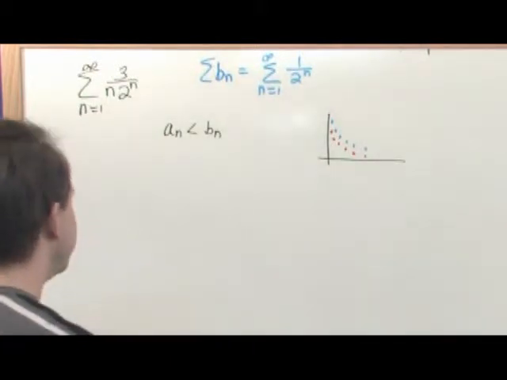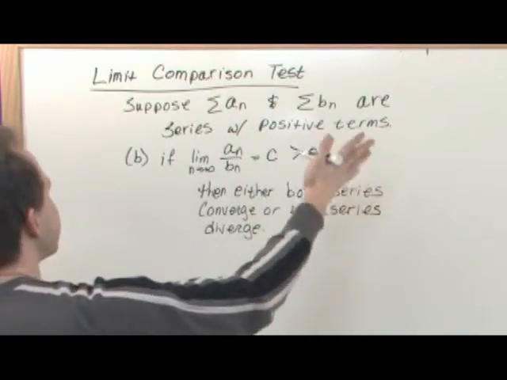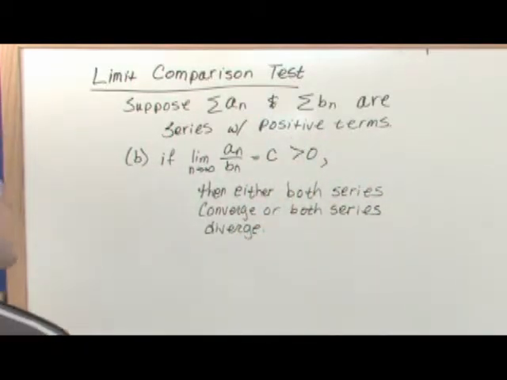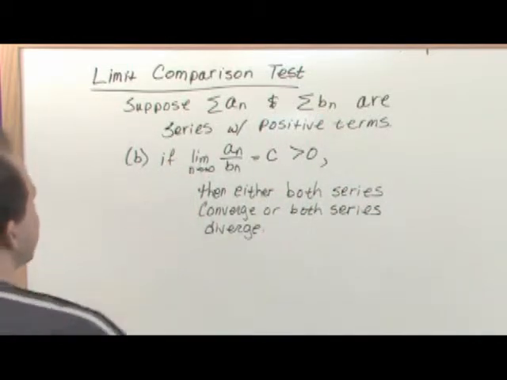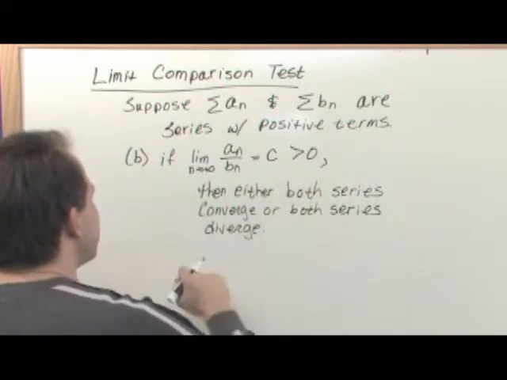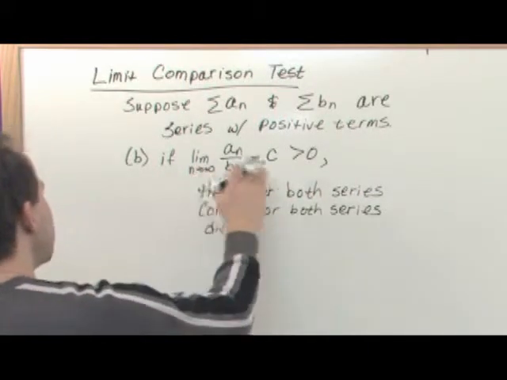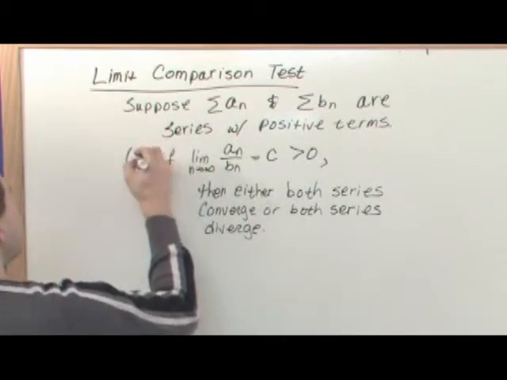If the limit is equal to a number greater than 0, then it means either both of these things converge or they both diverge, okay? So if you can find b sub n converges, then you prove a converges in this case, and vice versa. Both of these things are true if the limit converges to a number, and that number has to be greater than 0, okay? So that was part A.